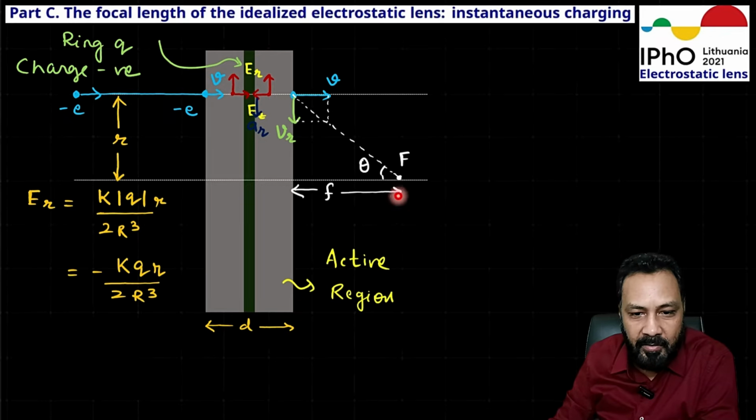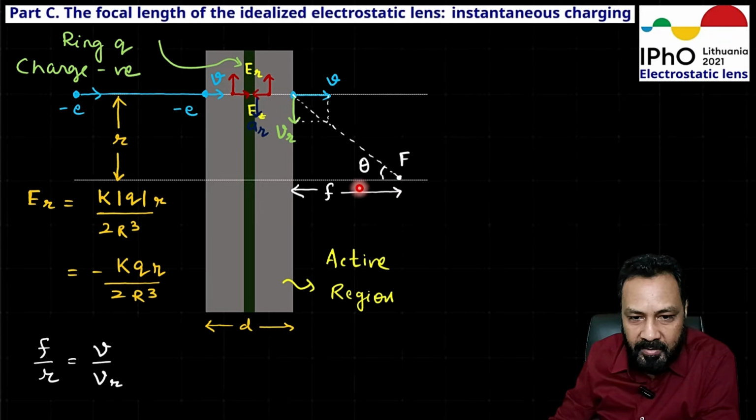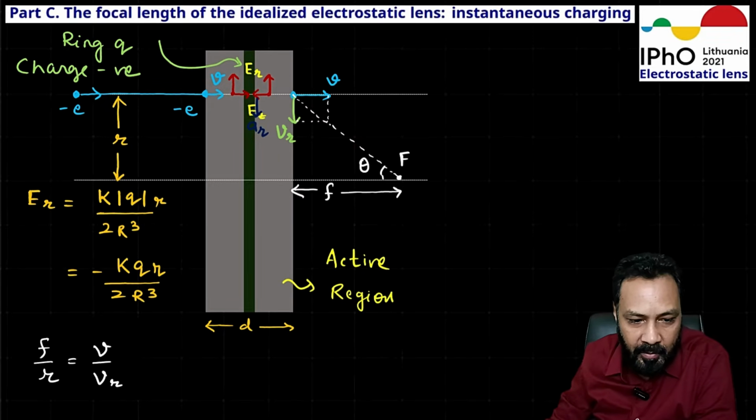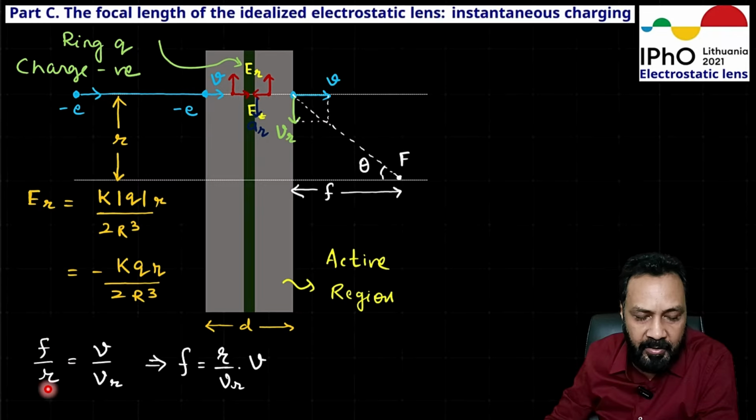And we'll see later that this f is not going to depend on this small r. If this r is very small, or if there are very different r, we'll see that all focus at the same spot. So this is the focal length. You can see here that f by small r, this is f and this is r, is cot theta, and this is theta. So cot theta can also be written as v by v small r, the radial component of the velocity. So f is equal to r by vr into v.